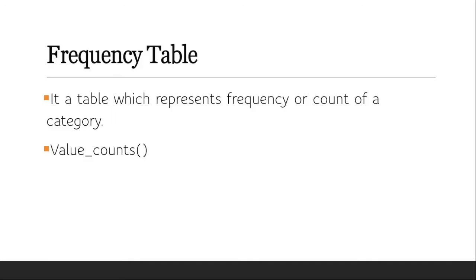Basically, a frequency table is used to count a particular category. We're going to use the value_counts function to calculate the frequency or counts.